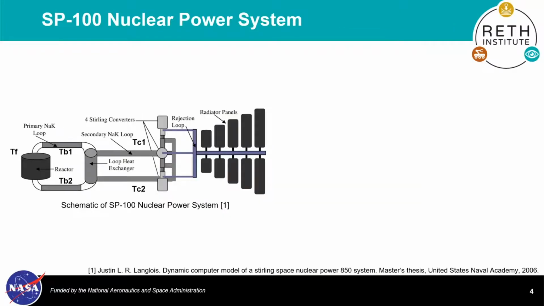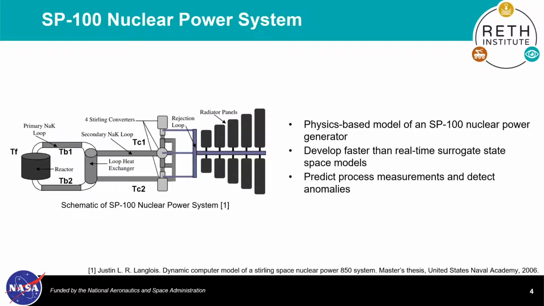The nuclear model used within the power system is that of an SP100 nuclear power system. It is a physics-based model based off of the thesis of Justin Langlois, with schematics shown here. It consists of a reactor, a primary loop, a secondary loop, and radiator panels, each with temperatures as labeled on the figure.